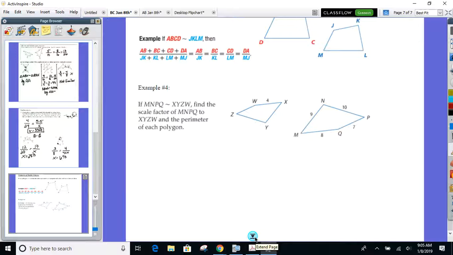They're telling me these quadrilaterals are similar. Find the scale factor. Let's start there before we do anything else. Find the scale factor of MNQP to XYZW. What's the only side I know in this smaller polygon? 4. I need to find out what side 4 matches up with in the bigger one.